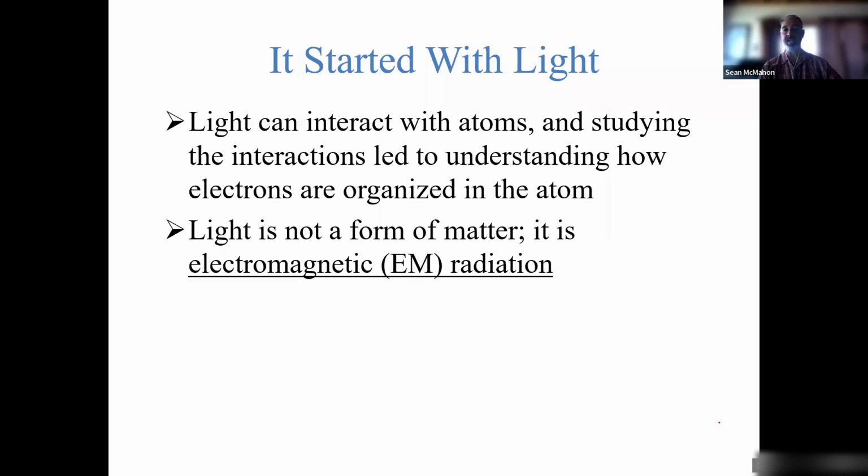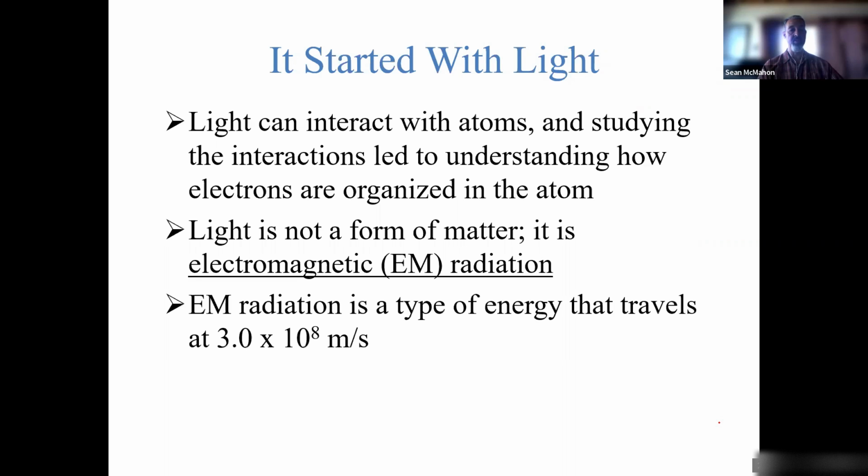So light is a form of electromagnetic radiation. It's not really matter, it's energy. And remember, in chapter 3, we were looking at matter and energy, okay? So energy is something that can do work. And when we talk about electromagnetic radiation, it travels at a certain speed. And that speed is the speed of light.